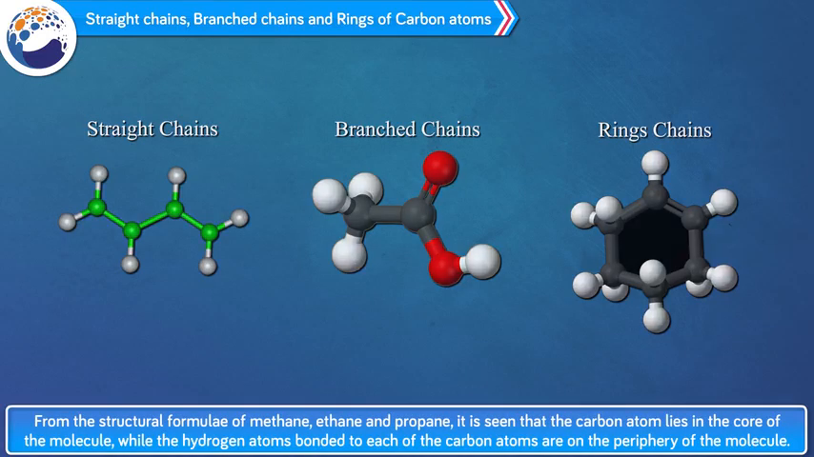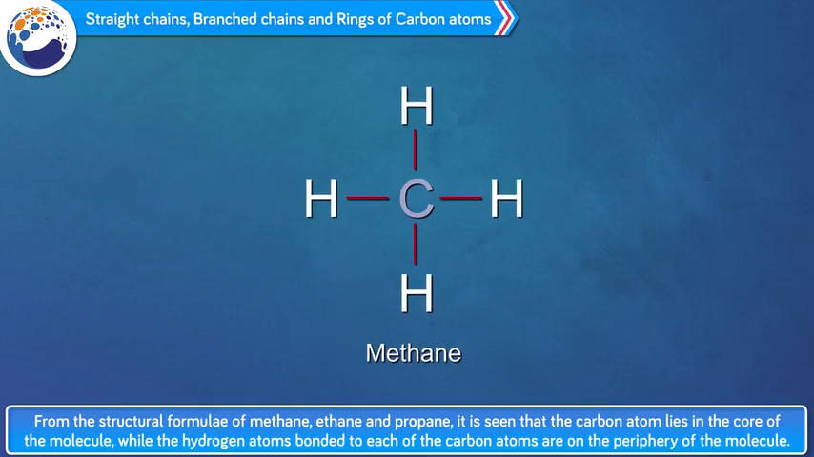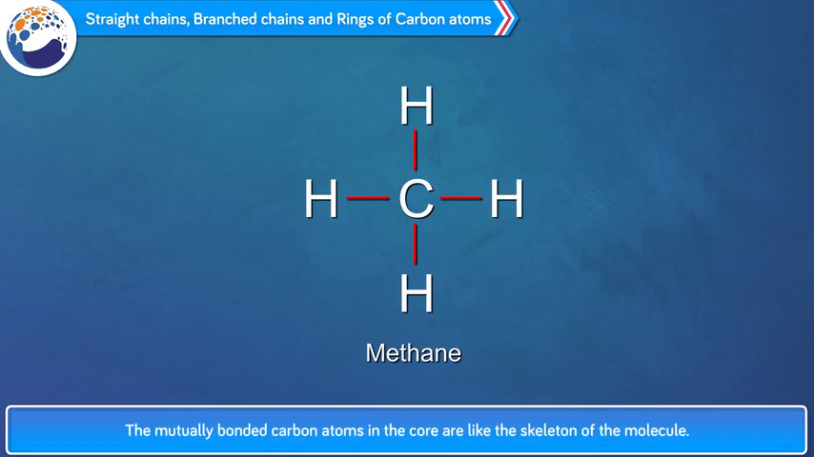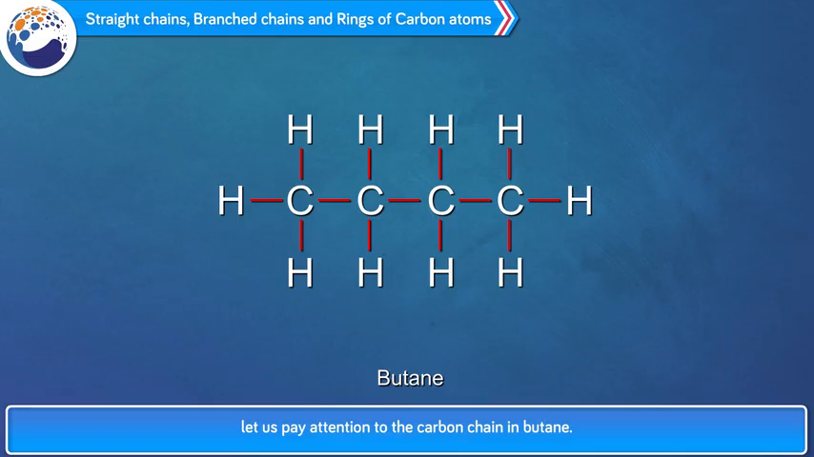From the structural formulae of methane, ethane, and propane, it is seen that the carbon atom lies in the core of the molecule, while the hydrogen atoms bonded to each of the carbon atoms are on the periphery of the molecule. The mutually bonded carbon atoms in the core are like the skeleton of the molecule. The carbon skeleton determines the shape of the molecule of a carbon compound. Let us pay attention to the carbon chain in butane.